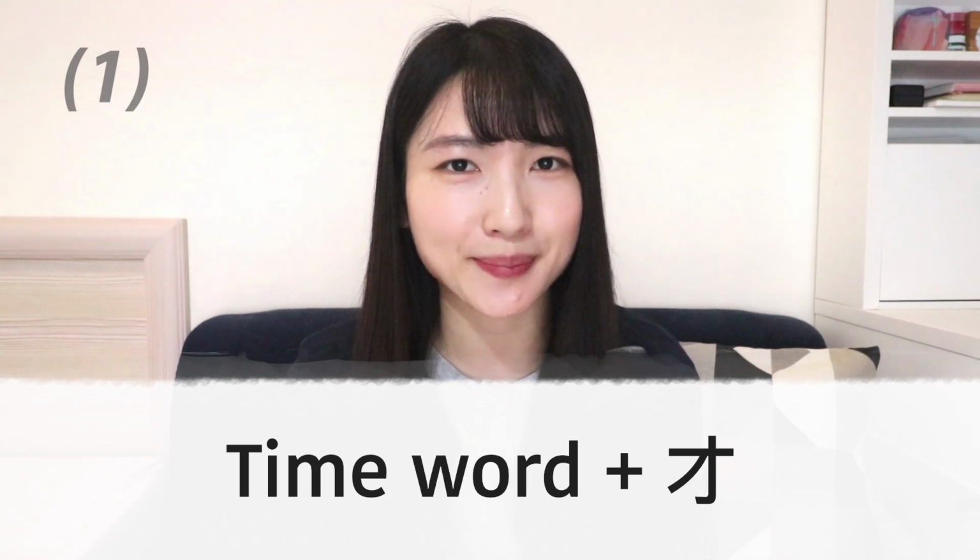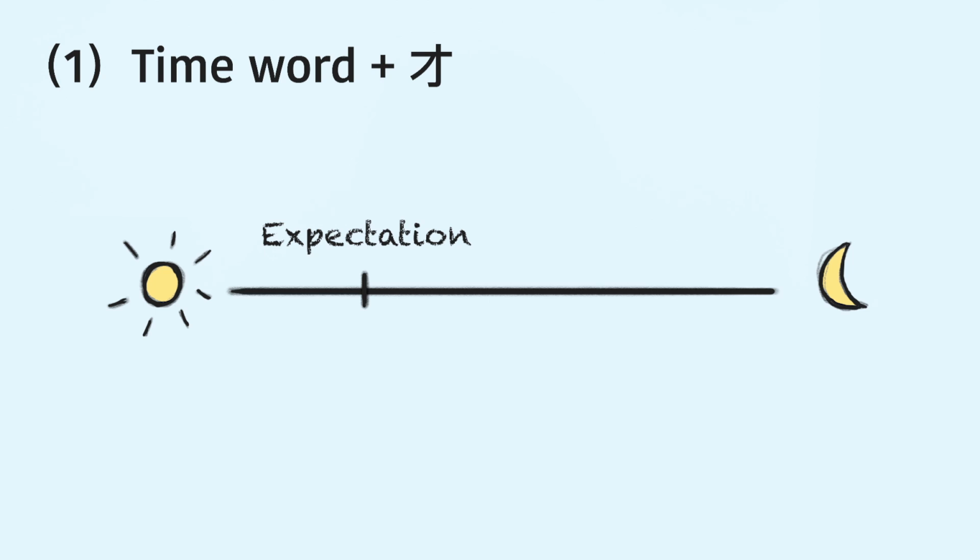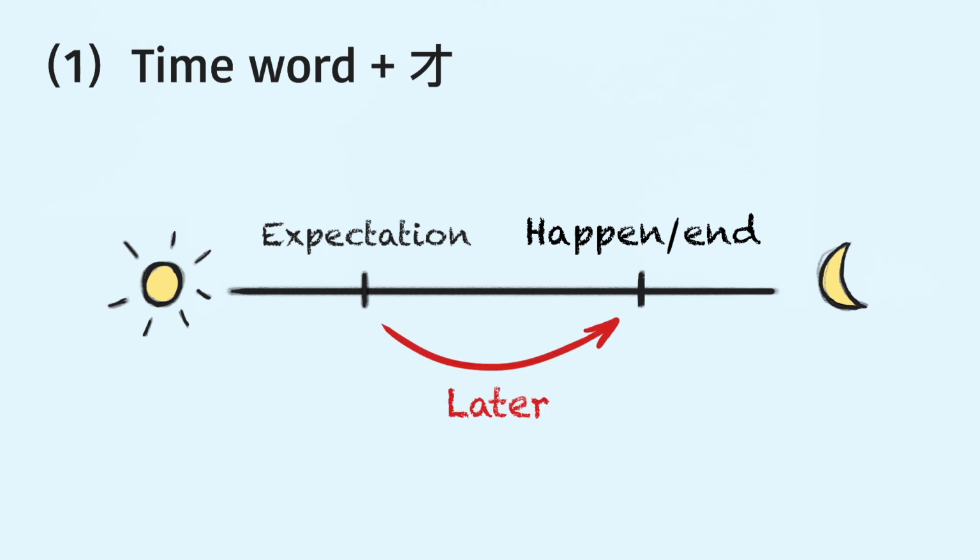Let's take a look at this picture. Here is the time you or others expect the thing or action will happen or end. However, the thing or action actually happened or ended at this point. It happened or finished later than expected. So people use 才 to express the lateness.